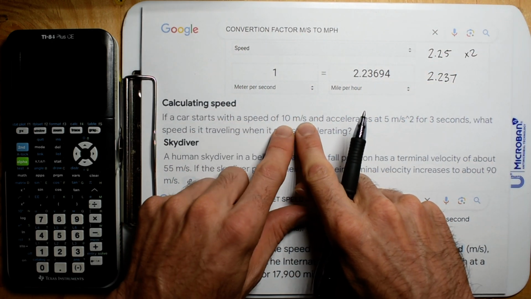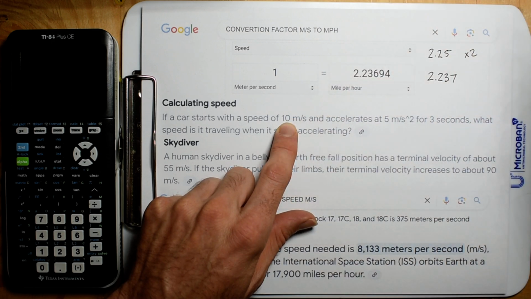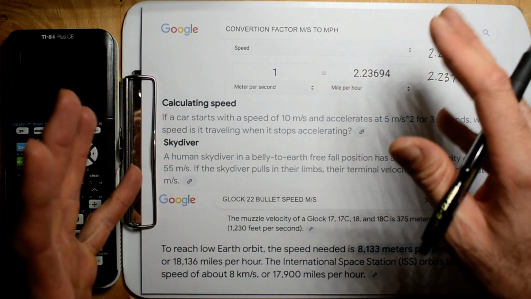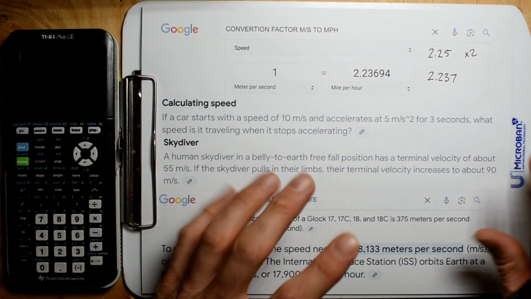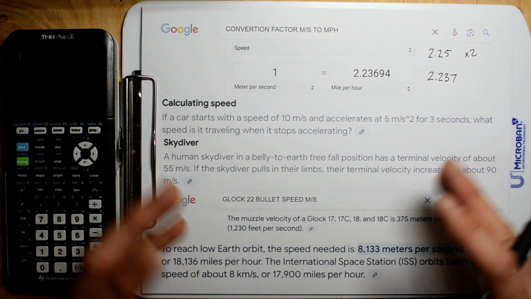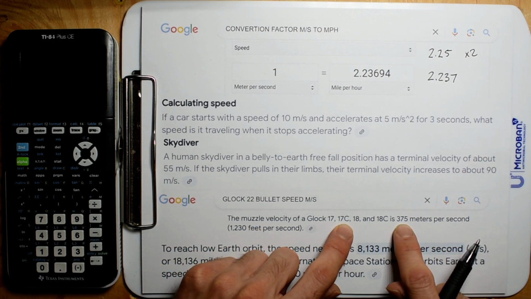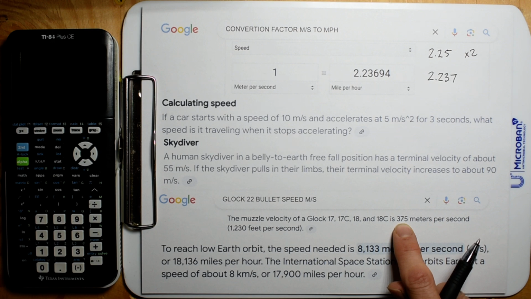So if a car starts at a speed of 10, that's going to be 20 miles per hour, just right off the bat. Hey, a skydiver goes at 55, that's 110 miles an hour. Top speed of 90, 180 miles an hour. You know what I mean? So just instantaneously, your brain should be going that direction. A Glock, you know what I mean, is, friggin' A, 750 miles an hour.